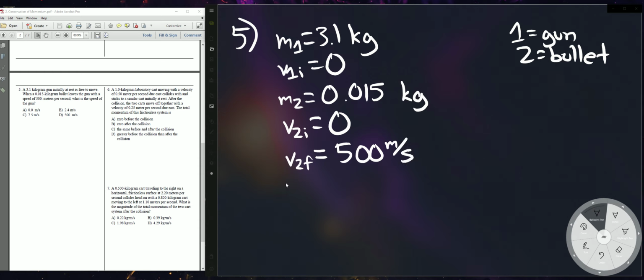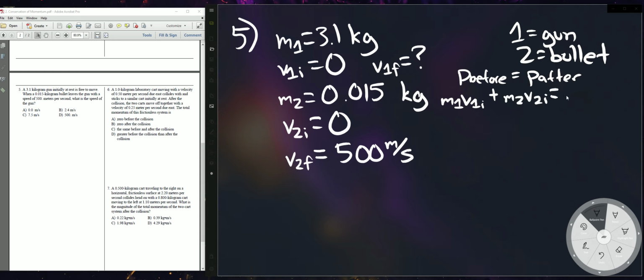What is the speed of the gun? We want to know what the speed of object 1 is now. So we're going to set up our formula, P before, P after. I'm going to assume by now I don't need to write everything because you've seen it written multiple times, so I'm going to give myself a little bit of a reprieve.